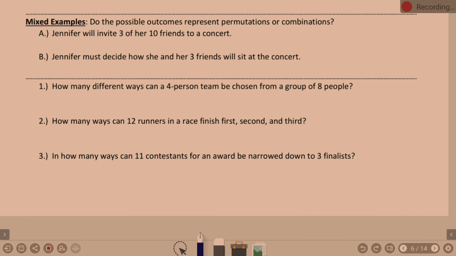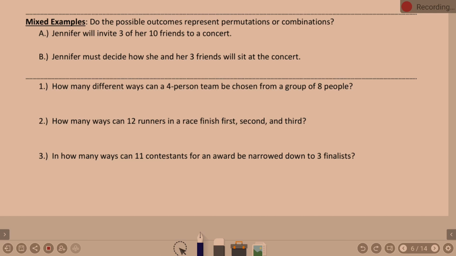Okay, I've already heard both answers. Great. Now it's time to discuss. I think it's a combination because it has the whole of her 10 friends, and then it says that she has to pick 3. Does it matter whether you're the first friend, the second friend, or the third friend picked? No, it just matters that you're one of the 3. It doesn't matter which one of the 3.